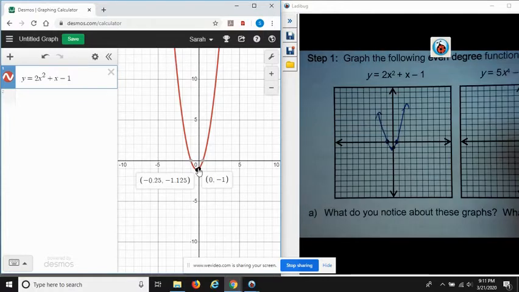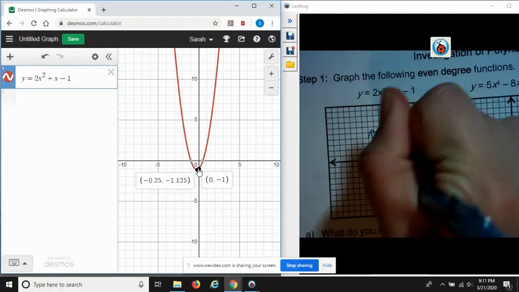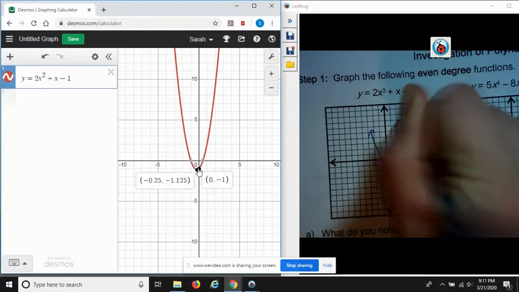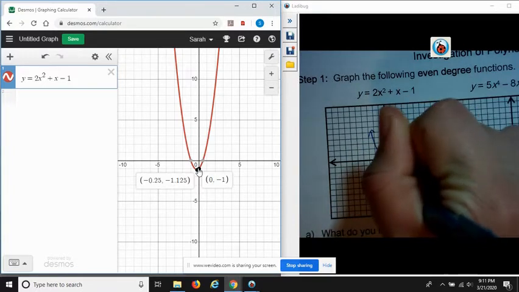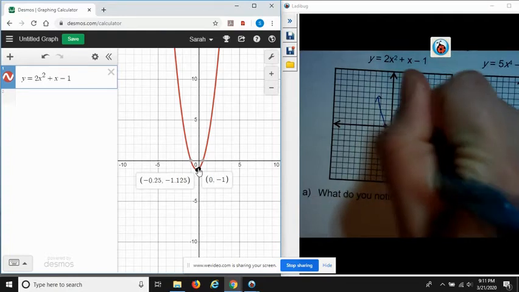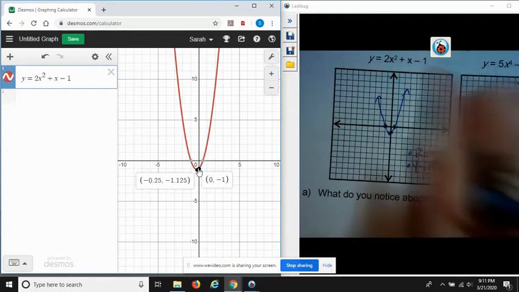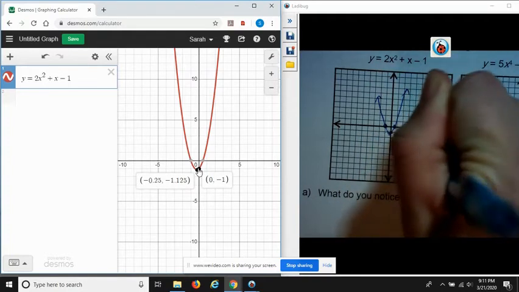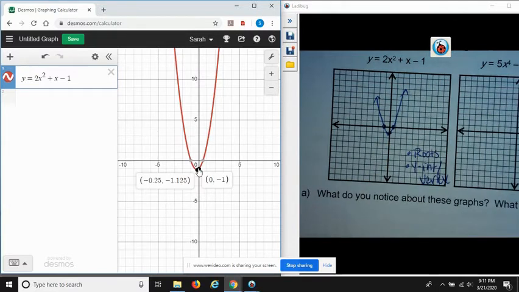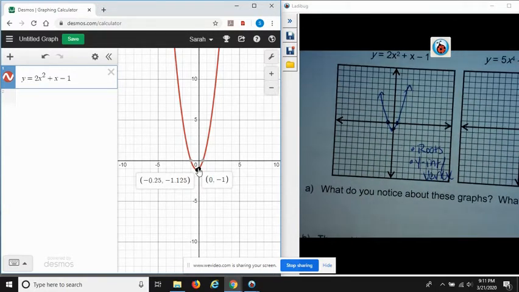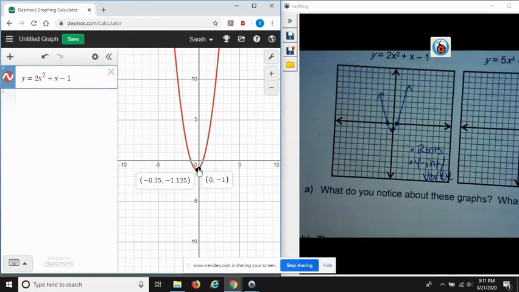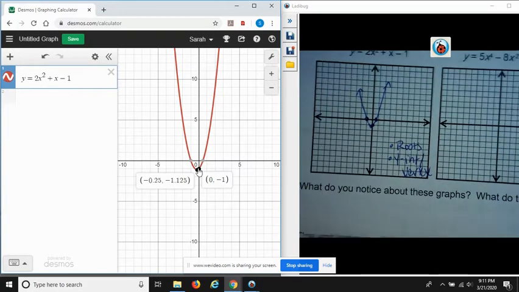I need at least your roots and either the y-intercept or a vertex. Okay, either one will work for me, or all 3 would be great. So you need to do this for all 3 of these right here. Okay, so you're going to graph all 3.